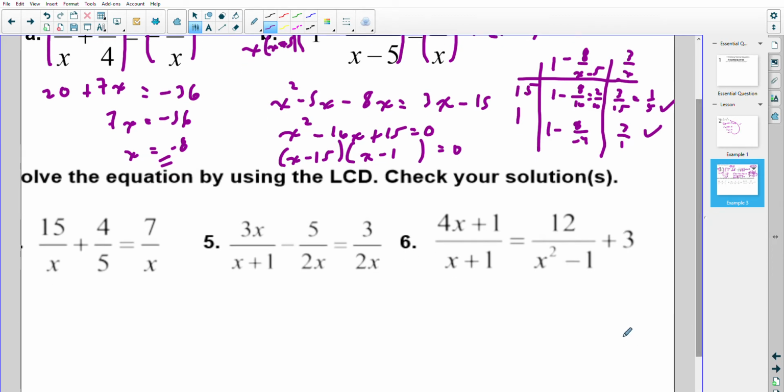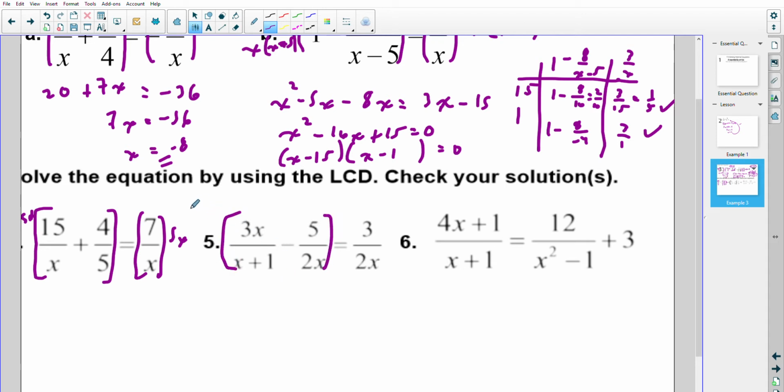Just want to talk about what you would multiply on both sides. Again, on this one, you would multiply by 5x on both sides, and then distribute over here. On this one, you would have to multiply by 2x times x plus 1. 2x times x plus 1. And it's really that over 1, that over 1.